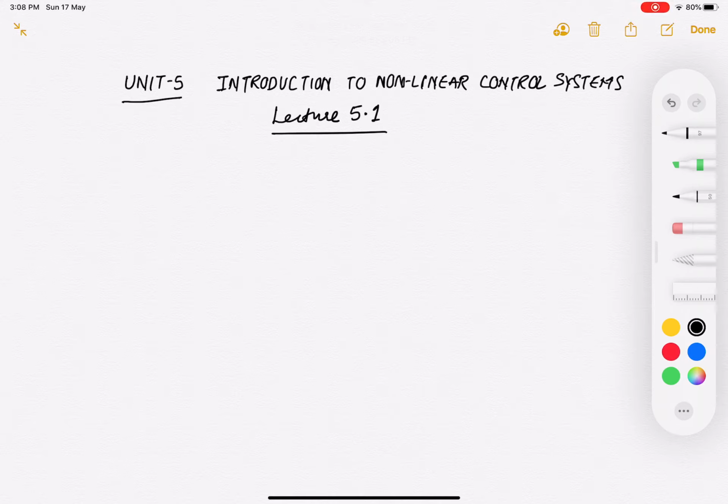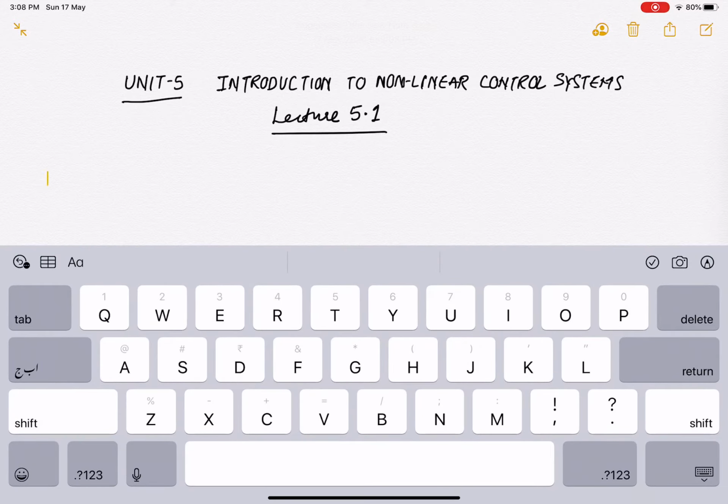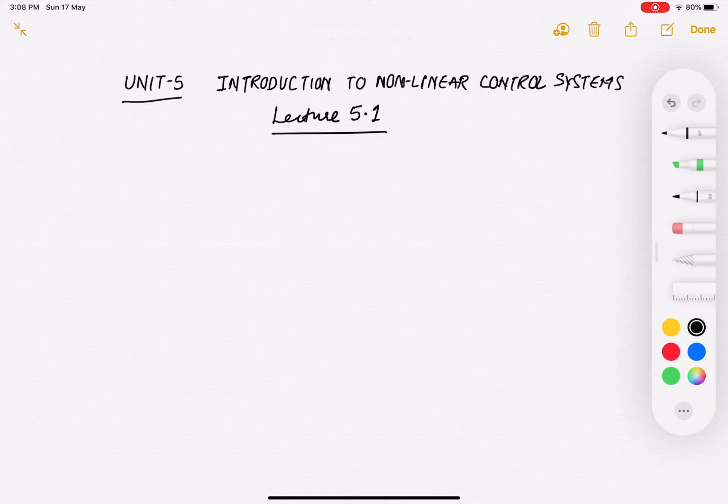Welcome to the first lecture on Introduction to Nonlinear Control Systems. In this, we'll be introducing what nonlinear systems are, what the various methods of analysis of nonlinear systems are, and why we study nonlinear control systems. So basically, before we talk about nonlinear systems, let us see what nonlinearity actually is.